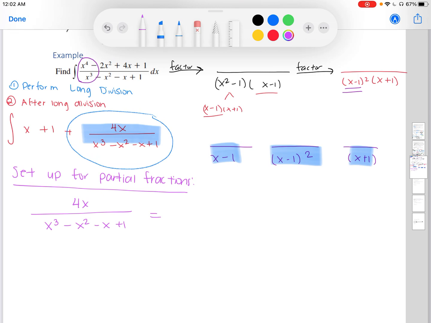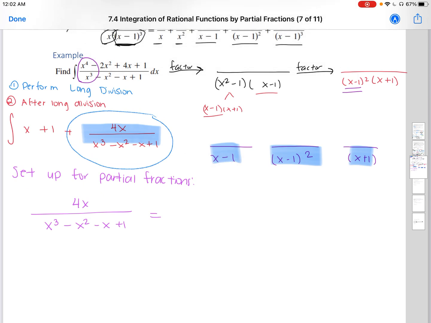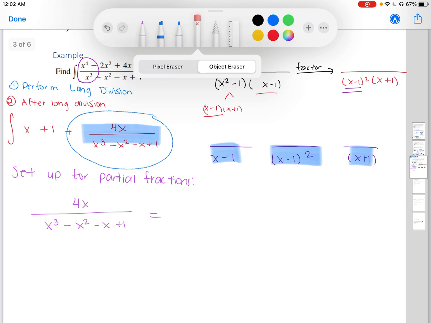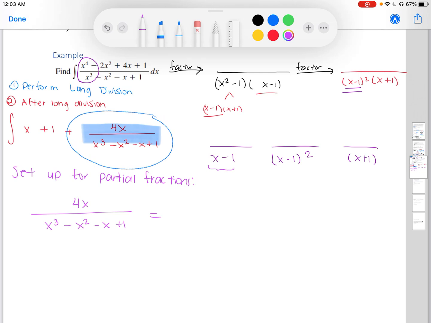Now we see that each one of our factors is linear. So we see here we have a linear factor. Even though it's squared, the factor itself is linear, and so is this one as well. So each one will just have a single variable. So we're going to have a over x minus 1 plus b over x minus 1 squared plus c over x plus 1. All right, let's repeat the same process that we did for the first problem.